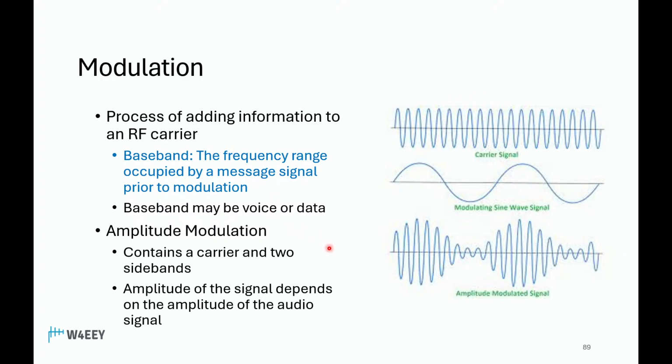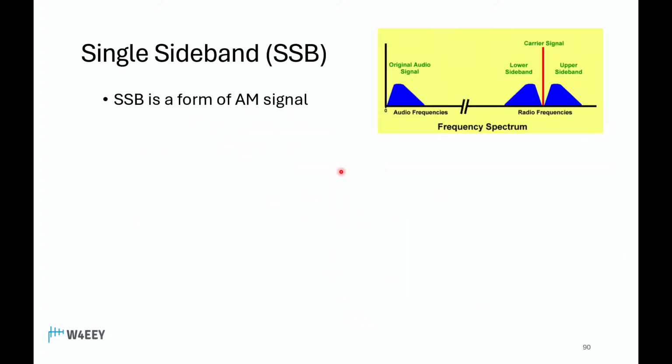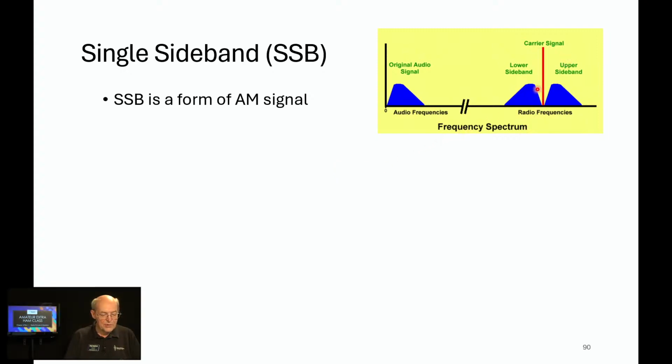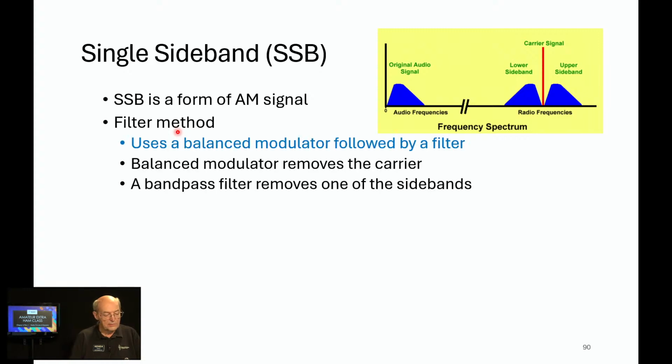Now amplitude modulation contains a carrier and two sidebands. We've seen that before. And the amplitude of the signal depends on the amplitude of the audio signal. They've only given us baseband to remember here. And here's a picture. So here with AM, we've got a carrier signal, and we have an upper sideband and a lower sideband. And single sideband is a form of AM signal.